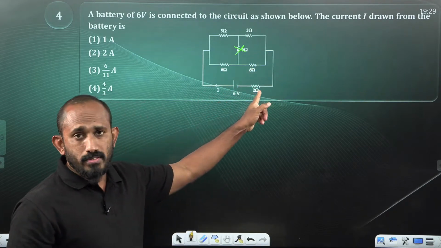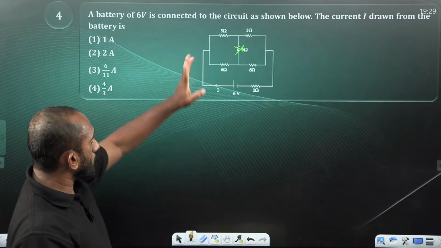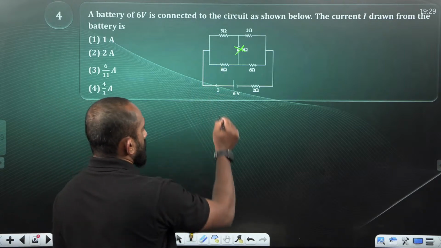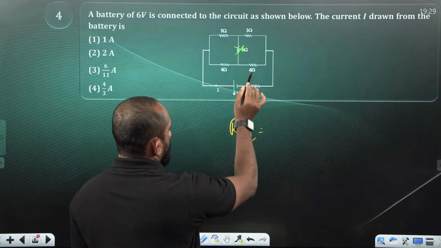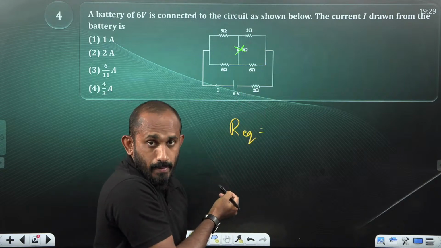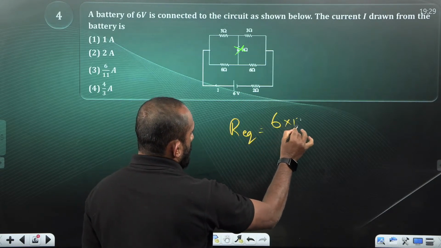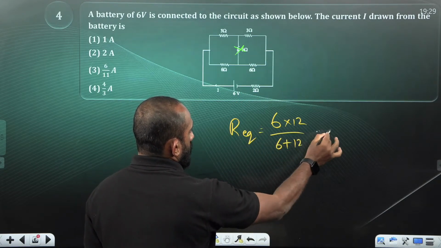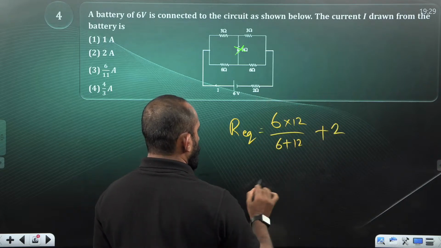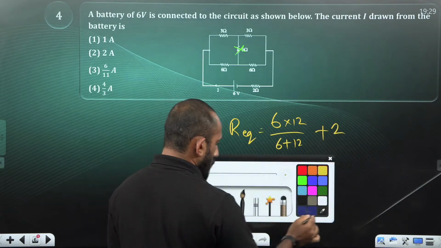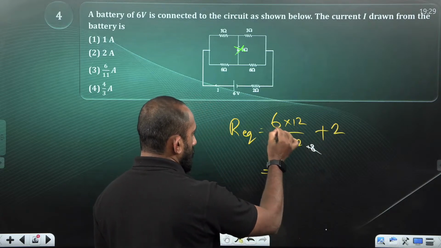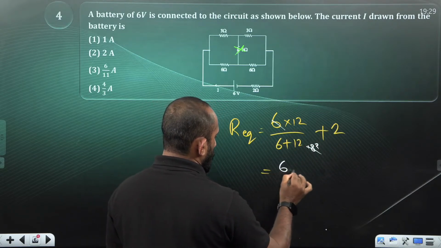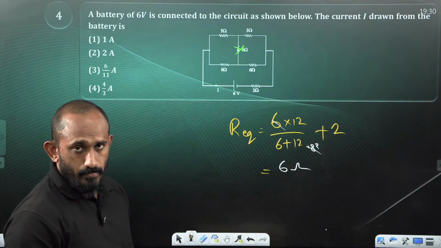Then the 2 ohm is there in series. Net current I you have to find out. So net resistance, R equivalent, will be 3 plus 3 is 6, 6 plus 6 is 12. That's 6 and 12 in parallel. So 6 into 12 by 6 plus 12, plus 2 ohm is also there. This is 18, then if you cancel it, 72 by 18 is 4, plus 2 is 6 ohm. So R equivalent is 6 ohm.